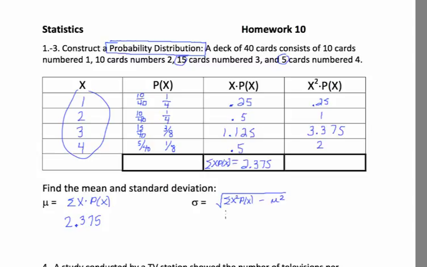Standard deviation, a little bit trickier. We need the sum of the X squared PX column, so that's this number right here. So I add these up. That number goes right here, minus the mu squared. Well, there's our mu. So that is what you punch into your calculator to find your standard deviation.